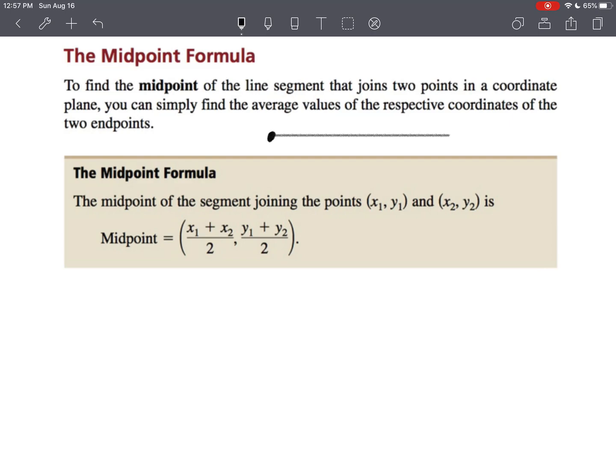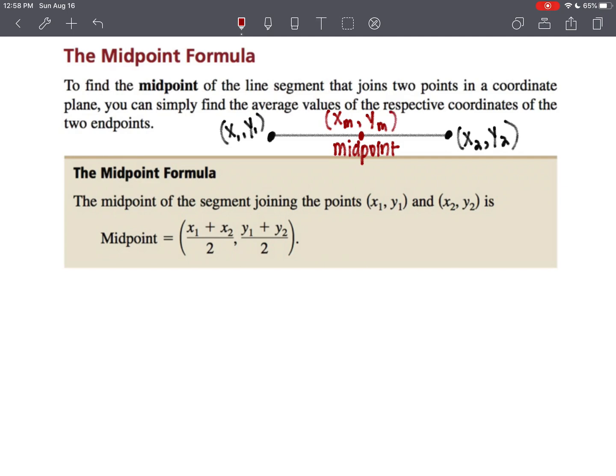So we have a segment, and we have x1, y1. That's the coordinates for that endpoint. And we'll say x2, y2, and that's the coordinate for that endpoint. And then somewhere in the middle, let's move that over just a little bit. There we go. Somewhere in the middle, we have the midpoint. And the midpoint, I'm going to say xm for midpoint, ym for midpoint.